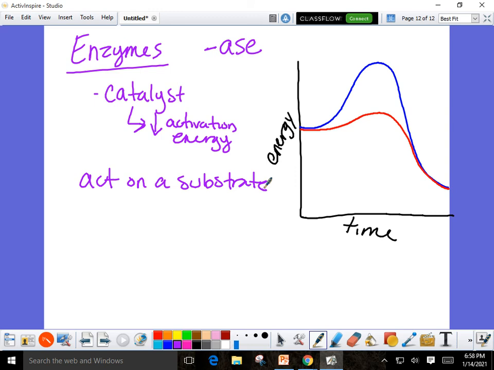Some enzymes are what we call take-apart enzymes. Their job is to break things apart. That's the decomposition reaction, breaking down larger molecules. Other enzymes are what we call put-together enzymes, or synthesis enzymes, and they actually build things.